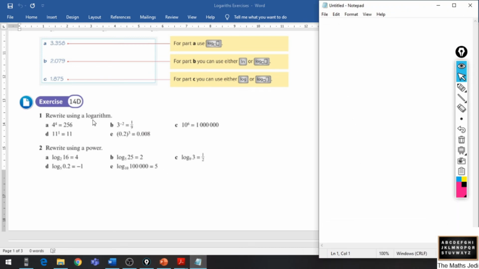Right, so first of all, let's have a look at a couple of these problems. So rewrite using a logarithm. We're going to do a couple of these. So we'll do E here just because it's the hardest one. If I get my pen, I can show you how this operates. So first of all, let's have a look at this one. We've got a base 0.2, a power 3, an outcome 0.08. So this is very easy. This is going to be log base 0.2. The outcome was 0.08.